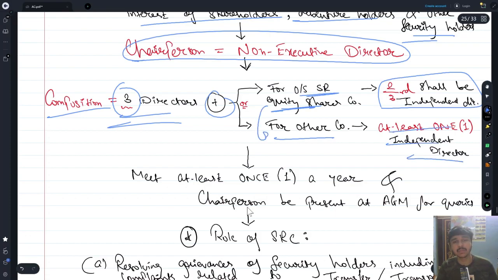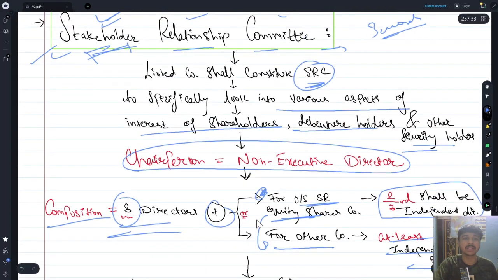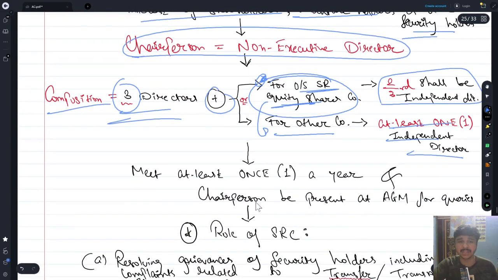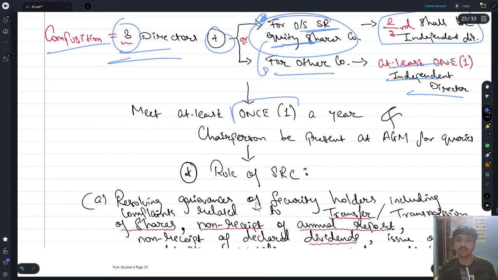Now you will ask me, sir, why has this criterion come here? Because this committee is related to what? This committee is related to shareholders, right? So this criterion related to shareholders is also here. That's how you're going to memorize it. They will also meet at least once a year. After that, it's all going to be enjoyable.